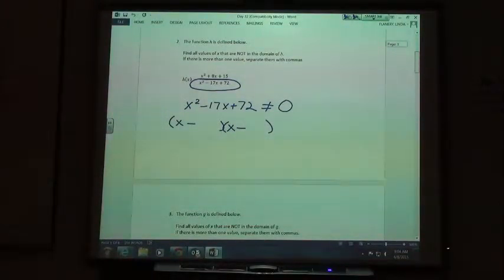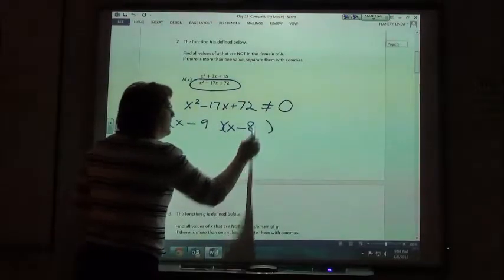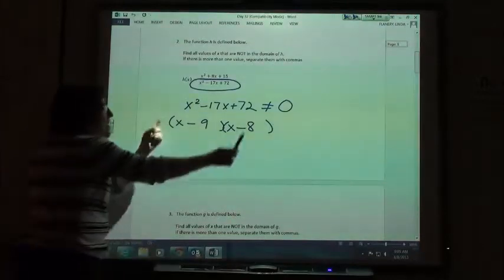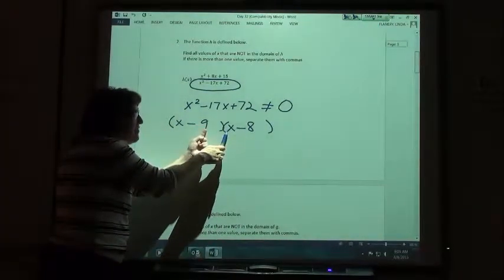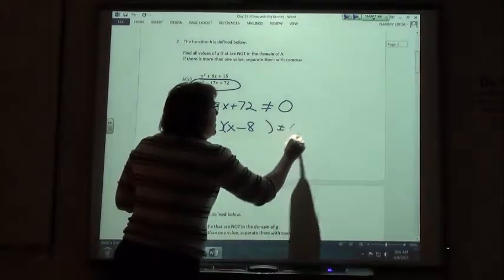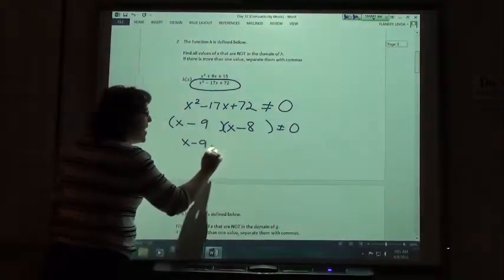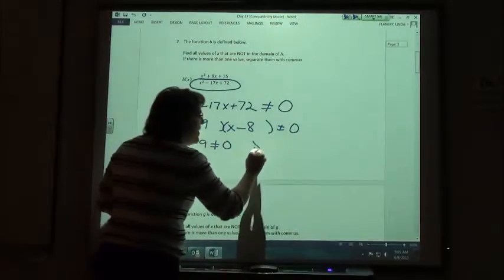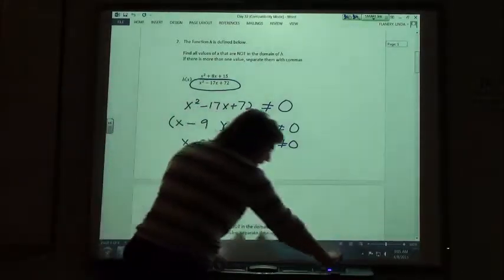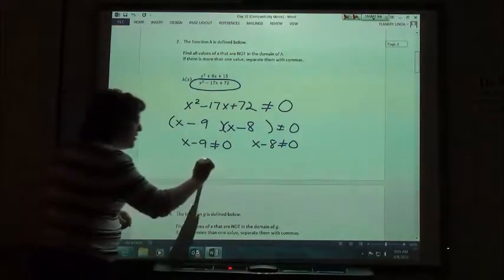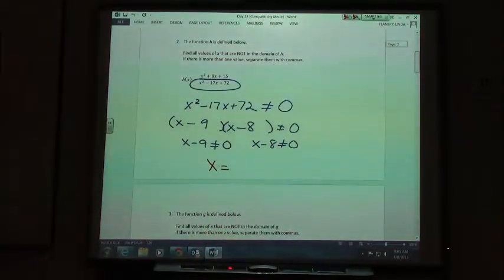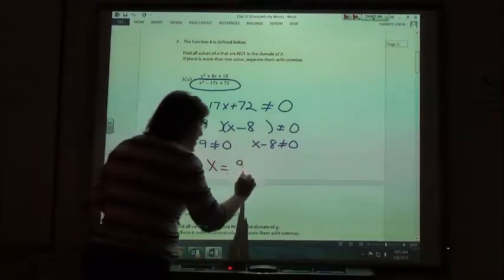9 and 8. A negative 9 times a negative 8 is the positive 72 on the end. Negative 8x plus the negative 9x gives me the negative 17x in the middle. Again, we're going to say that the x minus 9 can't equal 0, and then the x minus 8 can't equal 0, but we have to move our numbers over so we get the opposite answers. And so the two values that are not going to be in my domain would be what two numbers? 9 and 8. Positive 9 and positive 8.